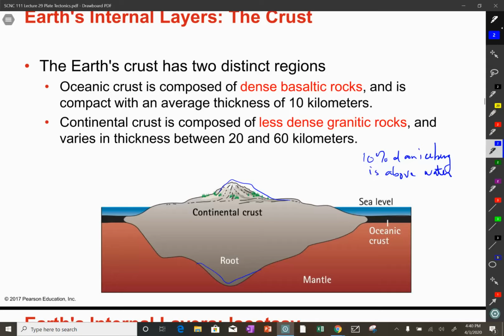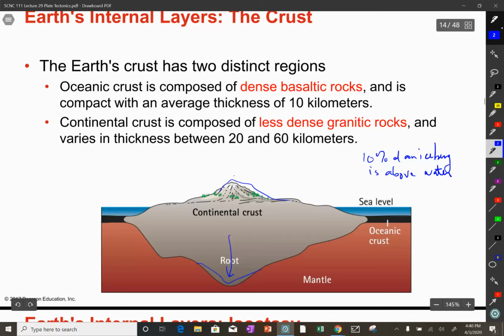If you have a mountain that's sticking way up, it has to be also pushing way down, because remember, for things to float, they have to displace a fluid with weight equal to the weight of the floating object. And so this continental crust has to displace Earth that weighs the same amount as the crust. Now, the crust is less dense, so it floats, but the heavier you make it, the more the root's going to sink.